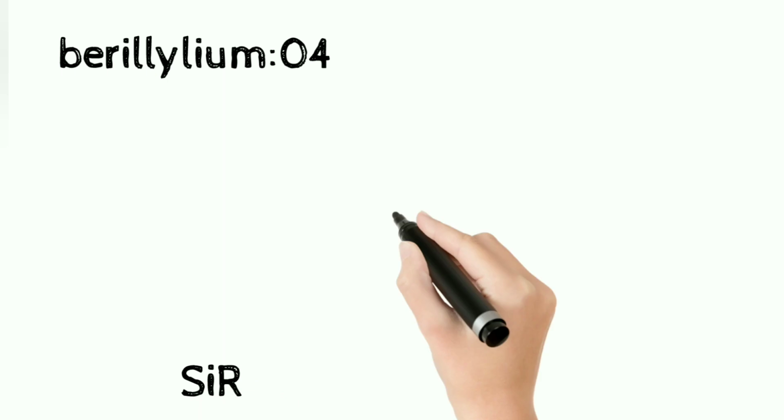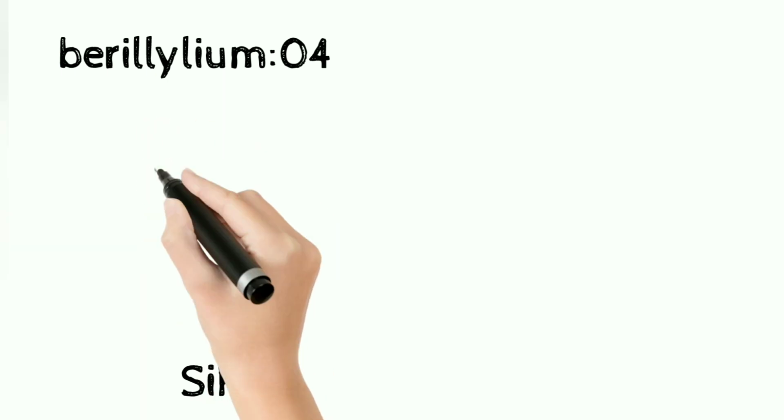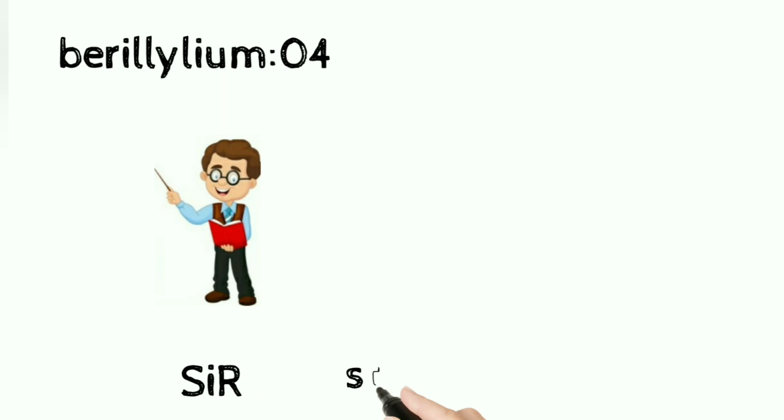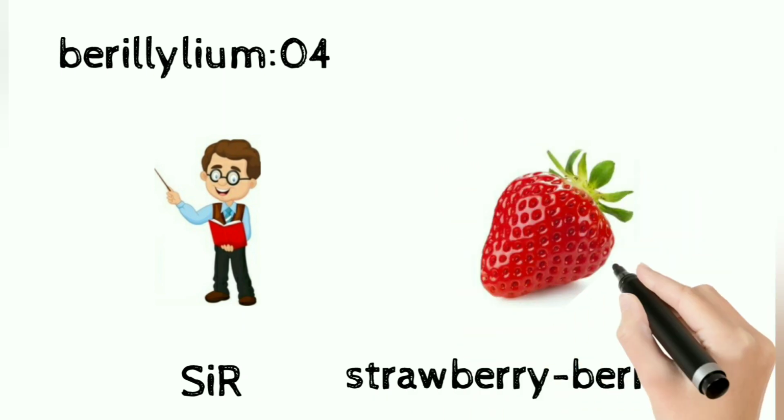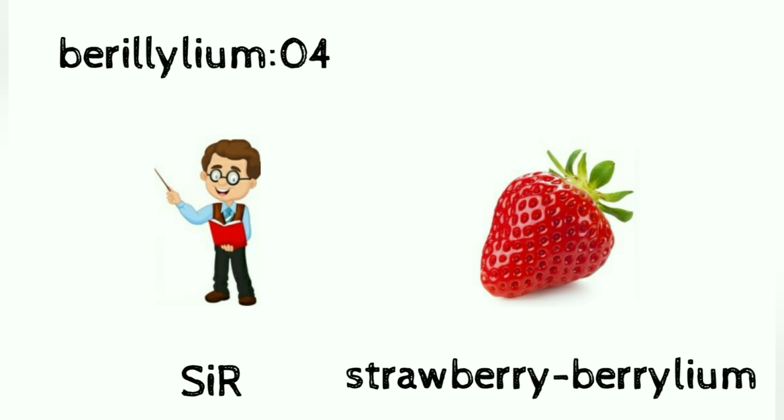The fourth element of atomic number 4 is beryllium. Here, the peg word is sir. S for 0, R for 4. Imagine the story very clearly. Your sir is eating a very huge and big strawberry in your classroom during class hours without giving it to you. Now, when you think of the words sir and strawberry, you can automatically come up with beryllium, right?